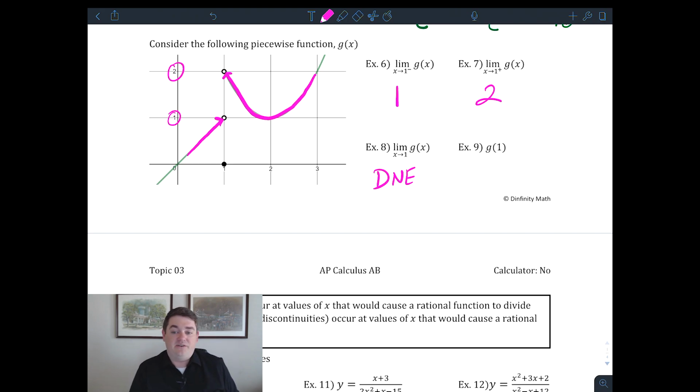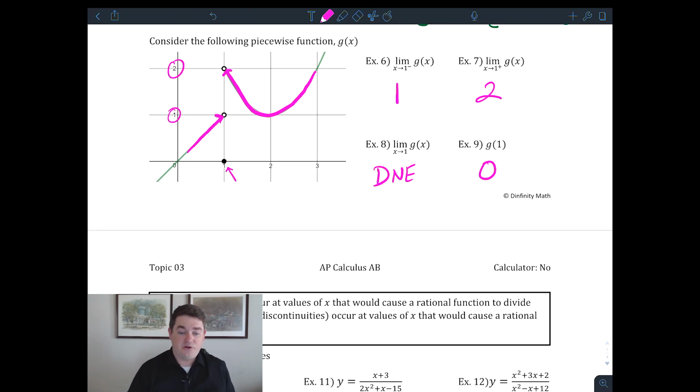And finally, example 9, what is the value of g of 1? Okay, this is asking not for a limit, but for the actual function value. So I'm looking for a closed dot. It's right there, so the value of g of 1 is 0.